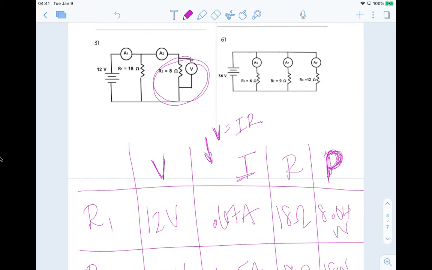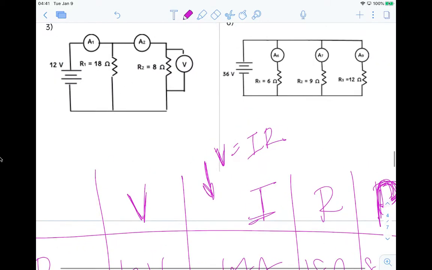However, like I said, this is a parallel circuit. So did we really have to do that? No, because we know that voltage in a parallel circuit is constant. So no matter where you are, you should always be reading 12 volts. This is, again, a parallel circuit. Your ammeters are a little bit different.